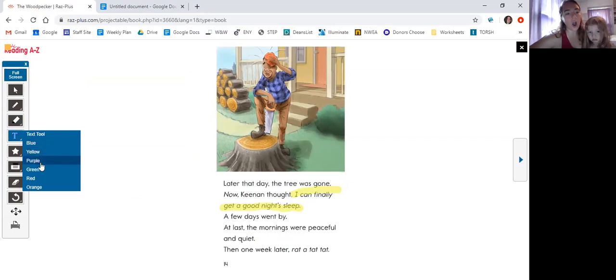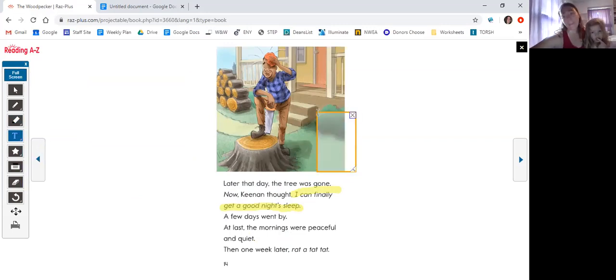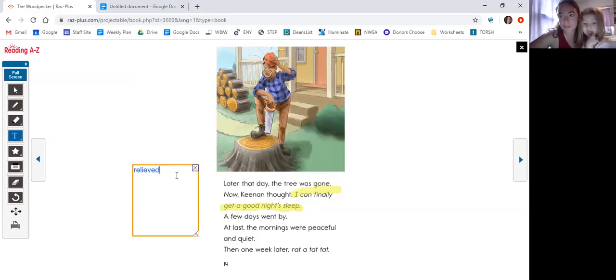What do we call it when somebody is so happy when things are done, or someone is so glad that something isn't happening? We learned about this word in our classroom. The word is relieved. Yes, he feels relieved like this. Oh, he feels so relieved because now he can get a good night's sleep.